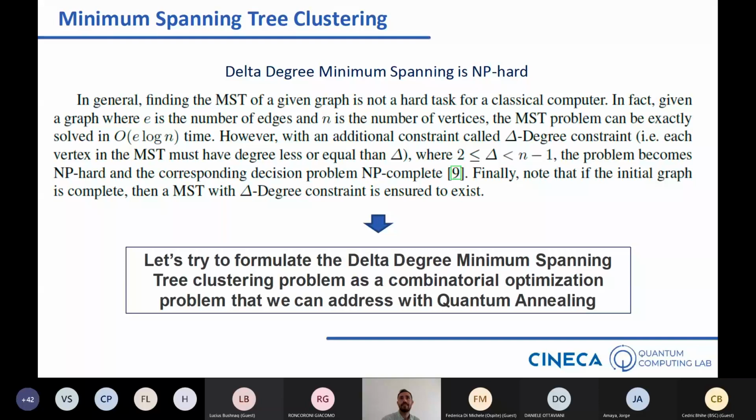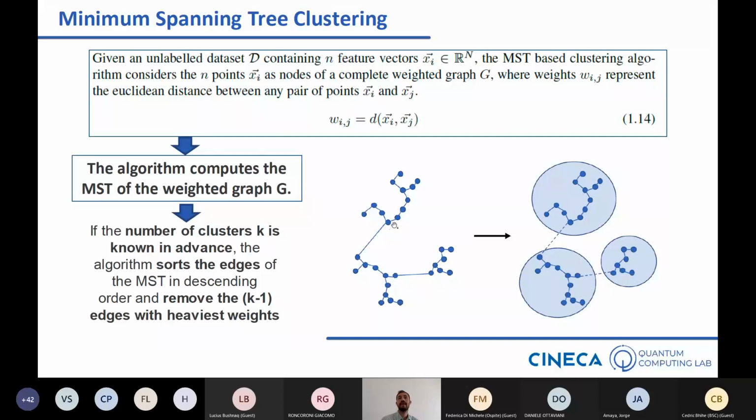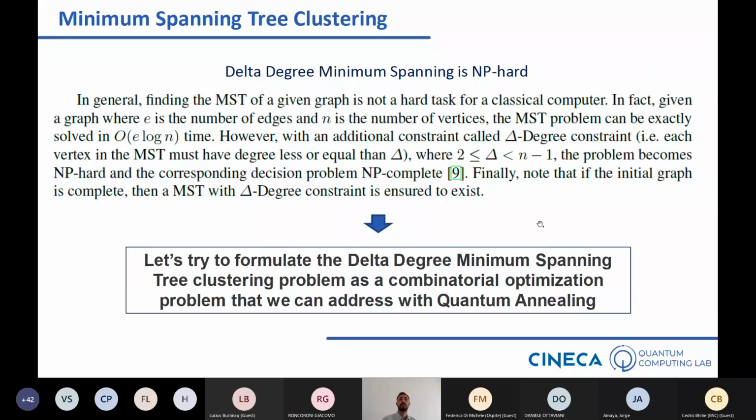However, the minimum spanning tree problem alone is not hard. Its complexity is not NP, but if we add a delta degree constraint, which means that we don't allow nodes in the minimum spanning tree to have more than delta neighbors, then the problem becomes NP-hard. So what we want to do is to formulate the delta degree minimum spanning tree problem as a QUBO, and we're going to see how we can do this.